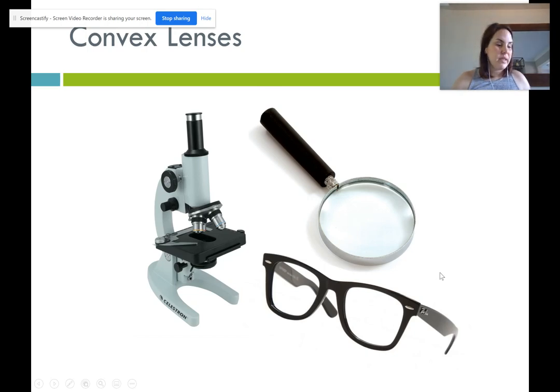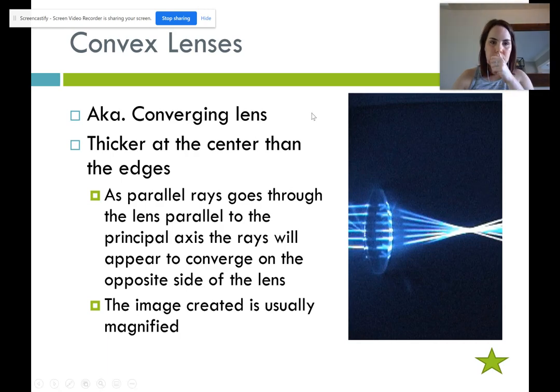Now, convex lenses are used in everyday life. Like we said last day, a lot of times these lenses are used to magnify things. So in microscopes or in a magnifying glass or in your glasses, if you are farsighted, you would actually have a convex lens. Okay, it helps magnify things and lets you see things more carefully that are close up.